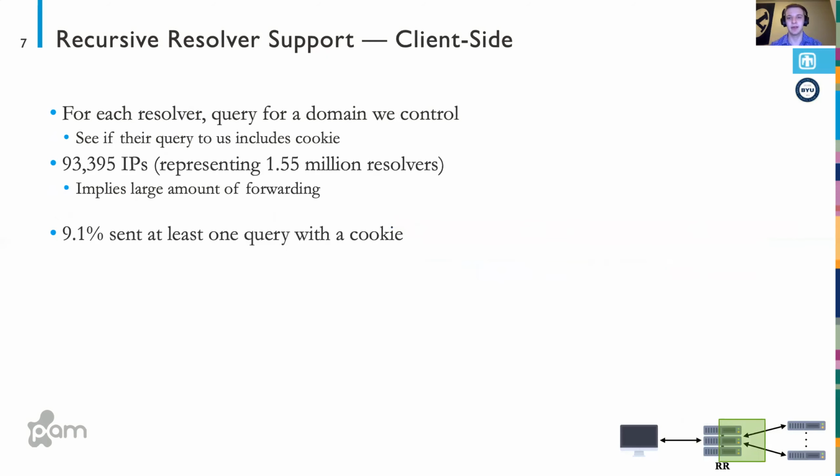Finally, we wanted to look at recursive clients. For those 2 million servers in the previous slide, our client queried them for a domain name that we controlled. So this caused them to query our authoritative servers, and we could then see if they included a cookie. For this data set, we had under 100,000 servers, and at the time of this test, 1.5 million resolvers were still active. So this seems to imply that there's probably a large amount of forwarding going on to this smaller subset of true recursive resolvers. Regardless, what we found is that 9% sent us a query with a client cookie in it.